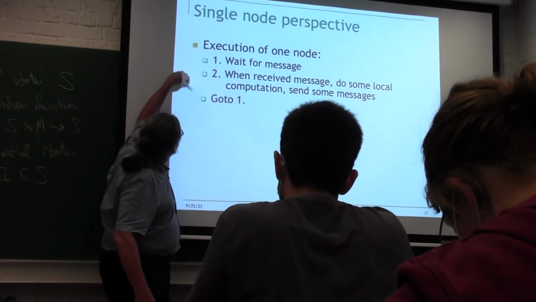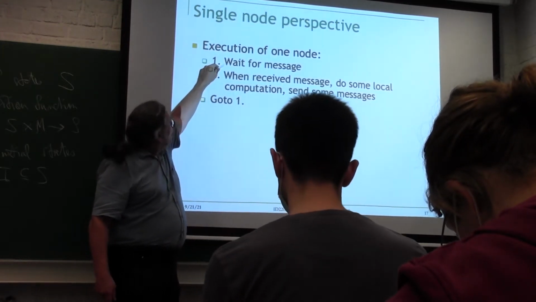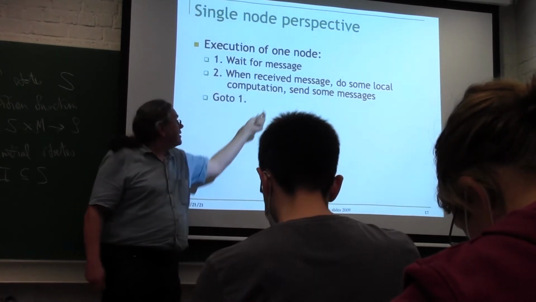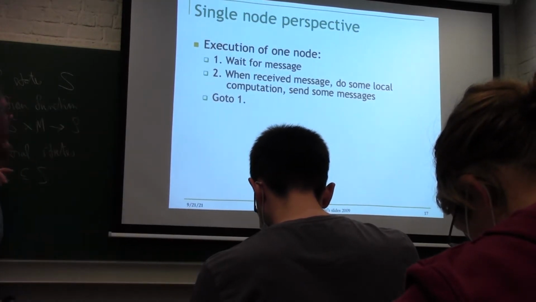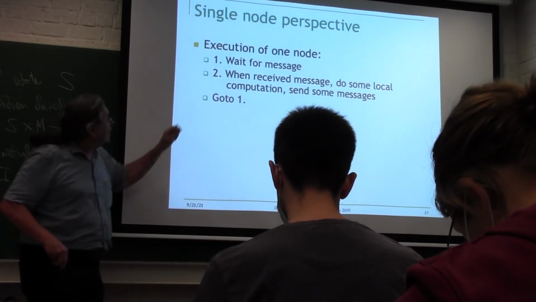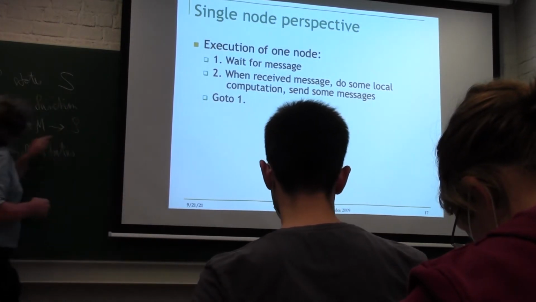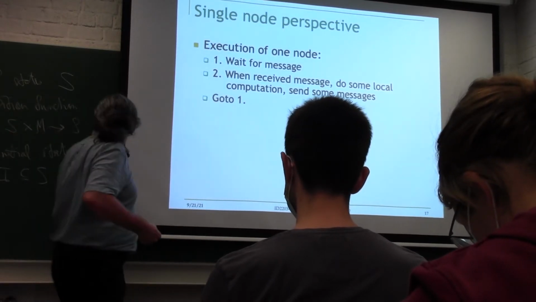So each node is just doing a loop. It waits for a message. When a message comes in, it does a local computation and it sends more messages, of course respecting the constraints of the transition function. So when a message comes in, it's a transition function, it does something. It might send more messages, okay?